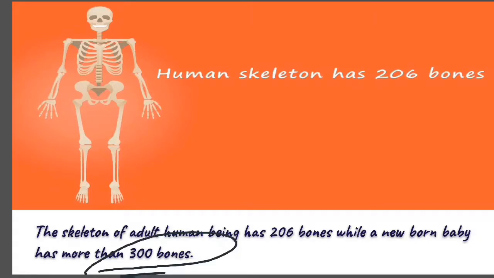What is happening is that once we grow from a newborn baby to an adult, a few bones get fused together. Fuse means they join with each other and form a single bone. A few small bones fuse together and form a single bone. So we count it as a single bone once we become an adult. But in a newborn baby, all these bones are separate, so we count them separately.